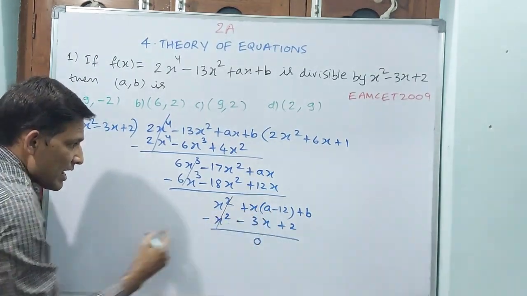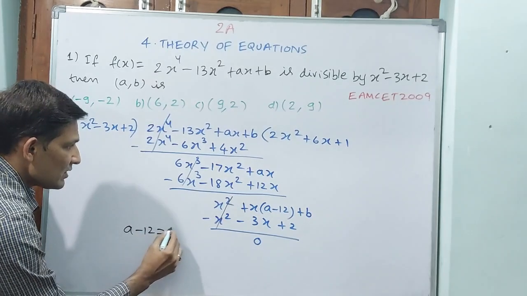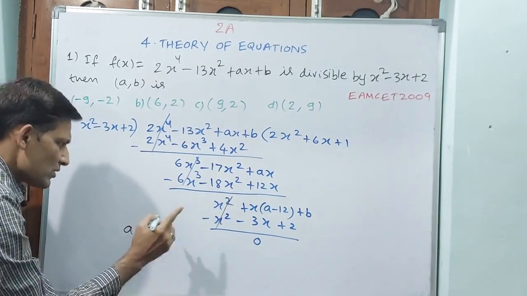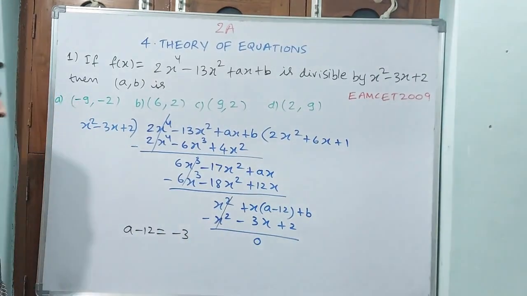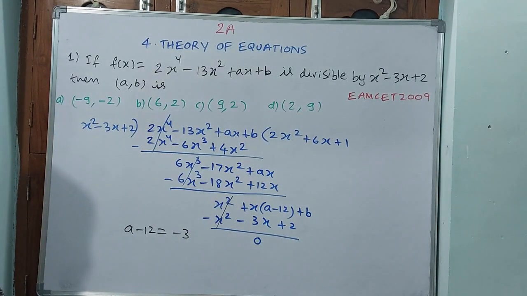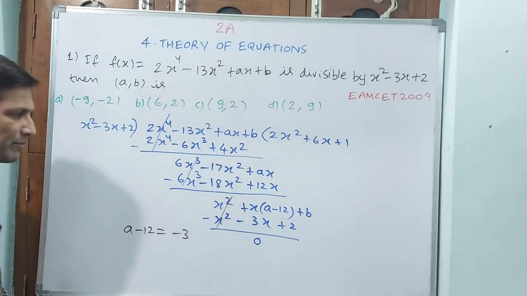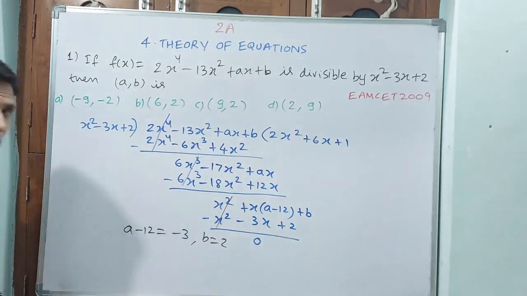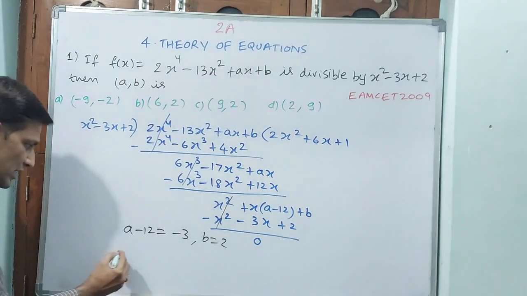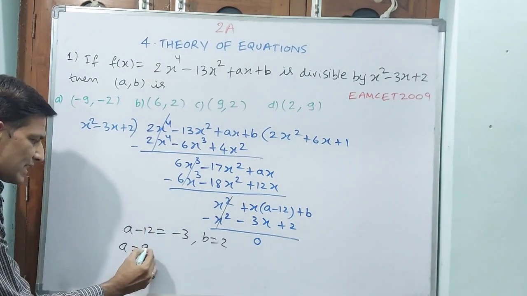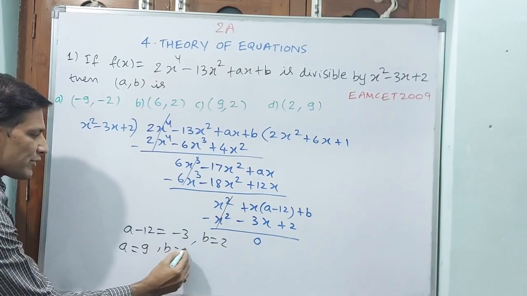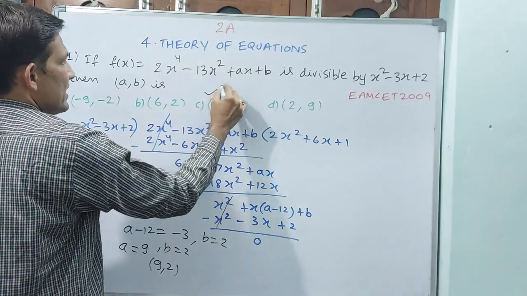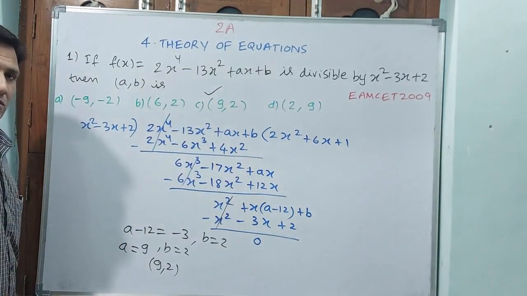x a minus 12 is equal to minus of minus 3, plus 3. No, a minus 12 is equal to minus 3, that's all. Because both are equal, then only 0 will come. There also b is equal to 2. Okay? Then you see, a will be what? 12 minus 3, 9. B will be what? 2. Then what will be a comma b value? 9 comma 2. That's all. 9 comma 2 is there. Okay, this is the answer.